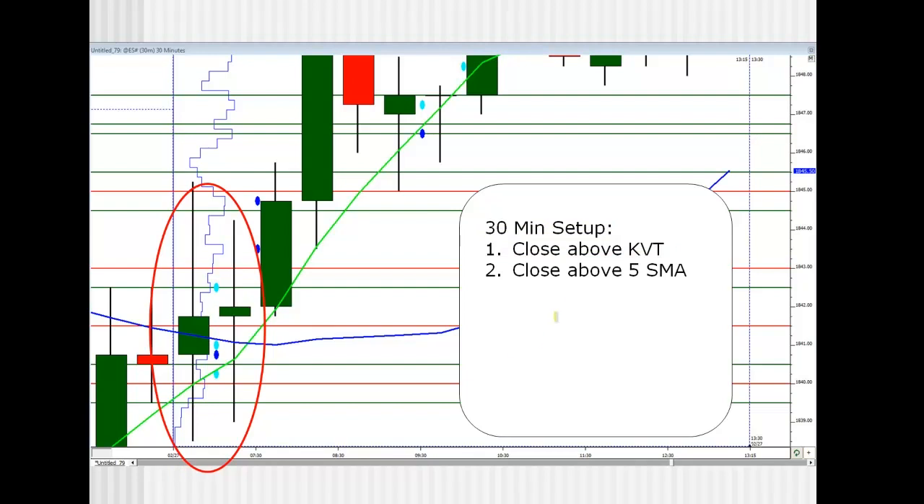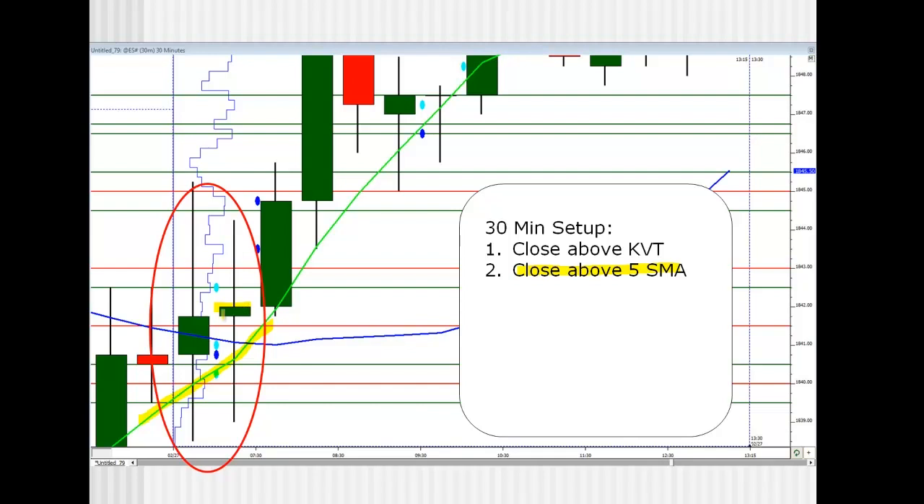Now let's continue on and take a look at the other parameters involved with this setup. The next thing we want is to make sure that the close for the 30-minute candle is above the 5 simple moving average. And here is the 5 simple moving average, and I do in fact close above it. So I've got 2 of the key parameters. Anytime you encounter this setup, and it does happen frequently in the market, you should be getting ready to go long.